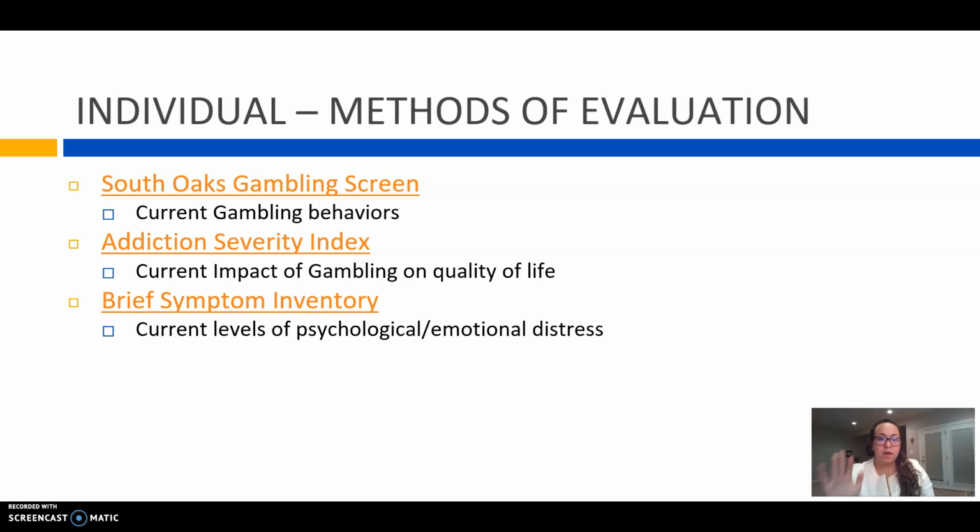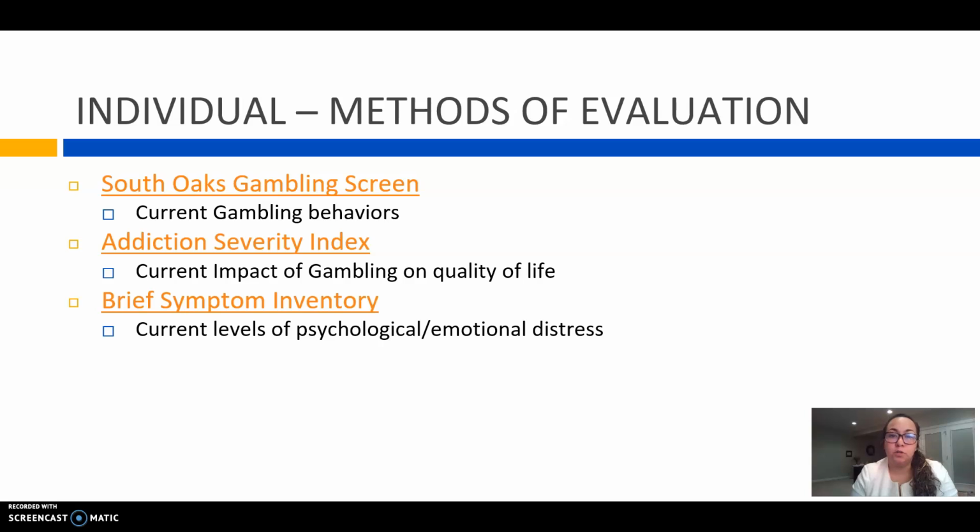Okay. Methods of evaluation. You're going to want to use the same exact ones you did in the beginning, except for the structured clinical interview. So I linked them here if you guys ever need them in your practice. They're super easy to look up, and they're not too difficult to administer either. Some of them are super short.